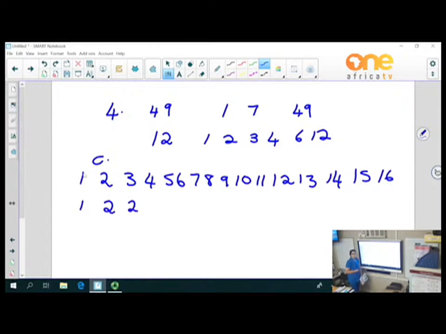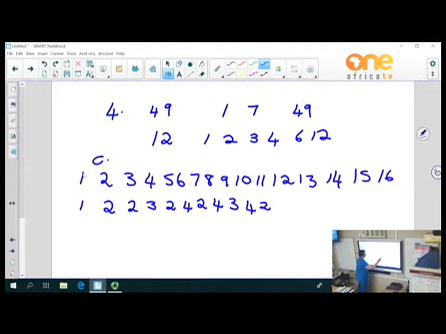Remember, all the prime numbers only have 2 factors. 4 has got 3. 5 has 2, because it's a prime number. 6, the factors are 1, 2, 3, and 6, so that's 4. 7 is also prime, so it's 2 again. 8: 1, 2, 4, and 8, so that's 4. 9: 1, 3, and 9. 10: 1, 2, 5, and 10, it's 4 again. 11 is a prime number, so 2 factors.